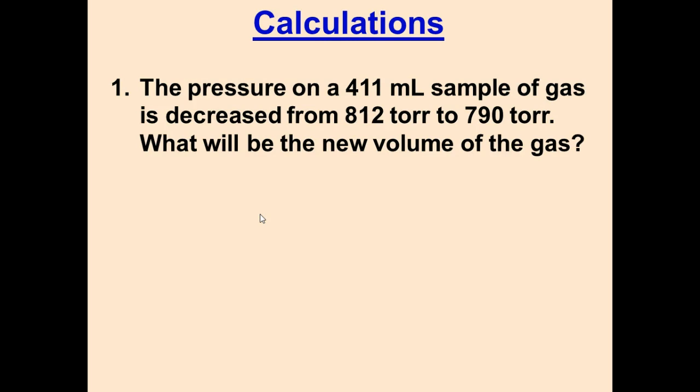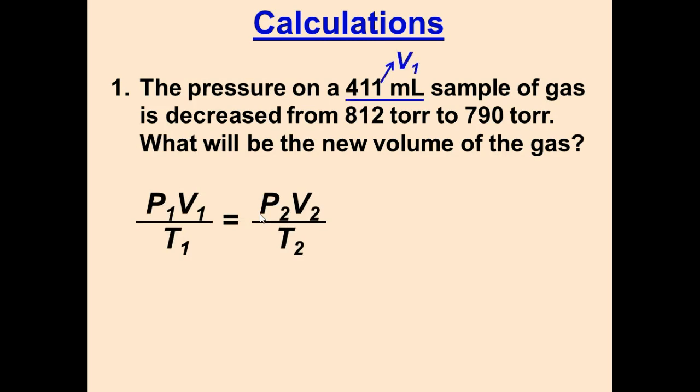So here we write down our formula, first step. Then we pull out what we have. So we have 411 milliliters of the sample of gas. So that's the starting, so that's the initial volume, which is V1. Then it's decreased from this pressure, so this is P1, to the second one, so this is P2.